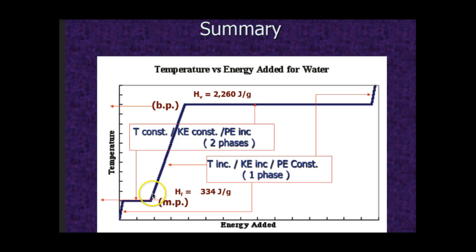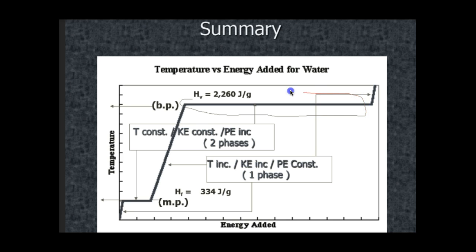So in summary, during the phase changes, solid to liquid, and then up here, liquid to gas, the temperature is constant, the kinetic energy is constant, the potential energy increases along this line here. We have constant temperature, constant kinetic energy, but the potential energy is increasing along these two phase changes. From a solid to a solid that approaches its melting point, temperature is increasing. Kinetic energy is increasing, but potential energy is not increasing.